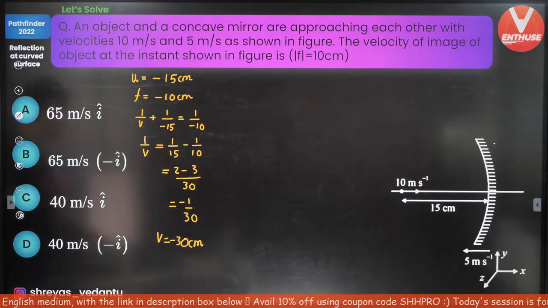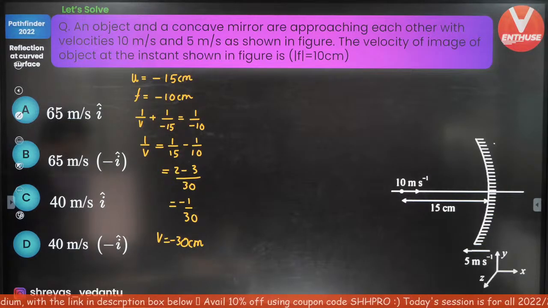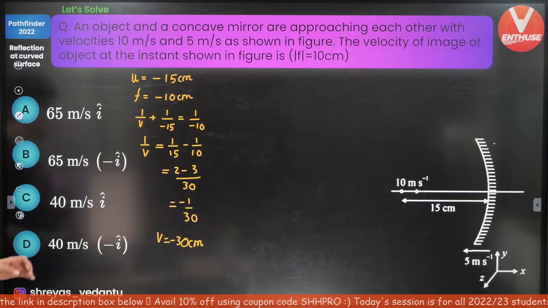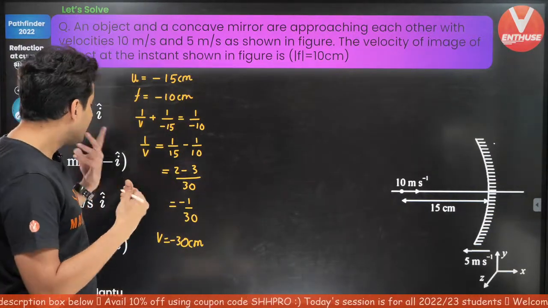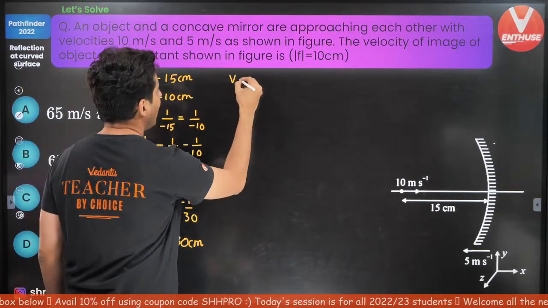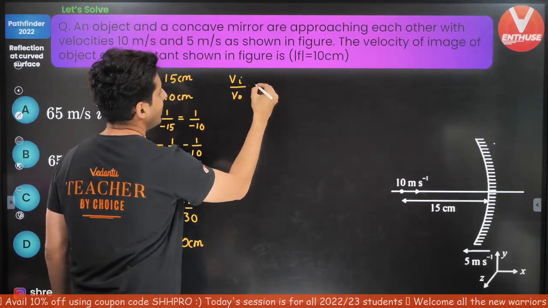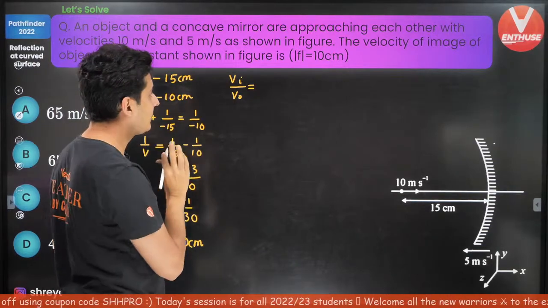Correct? Are you guys getting it? V is equal to minus 30 centimeters. Perfecto. Now, what next? Let's find out VI by VO, image velocity by object velocity.